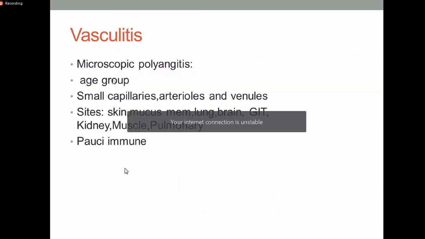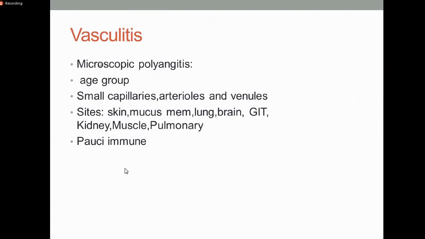Another type of vasculitis we are going on to. The age group is middle age, and this involves, as the name indicates, microscopic vessels. So you can remember small vessels, arteries and venules, are affected. Sites are skin, mucous membrane, lung, brain, and again gastrointestinal tract, kidney, muscle, and pulmonary. So there is a wide level of involvement of organs. Pauci-immune means you might not be able to detect any immune complex in that.